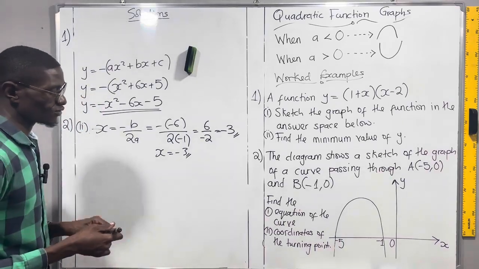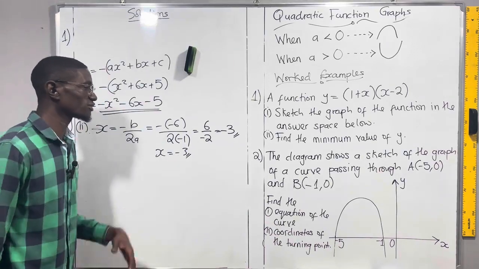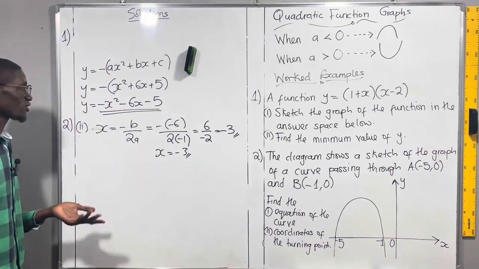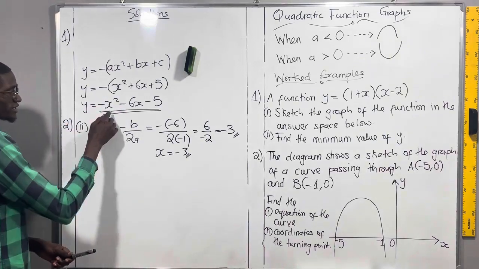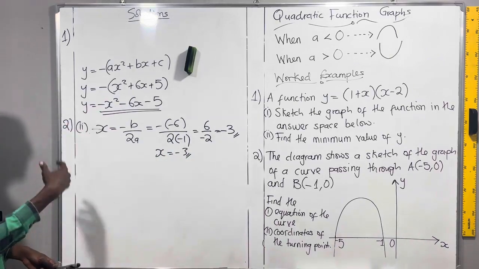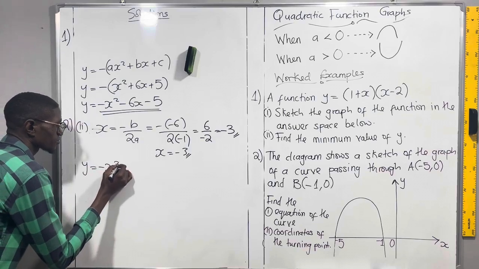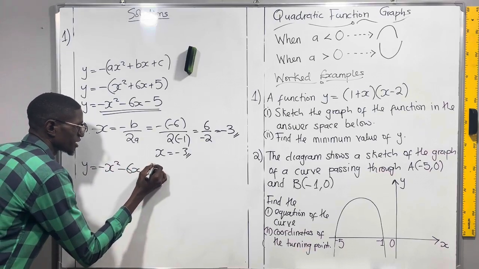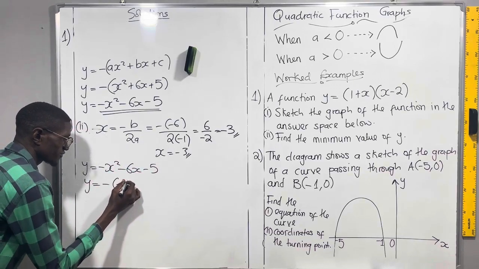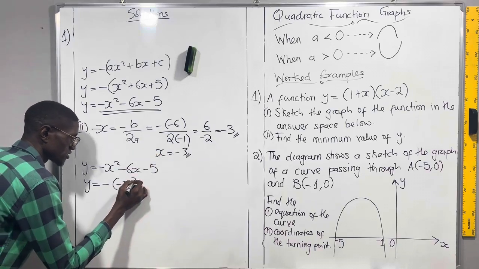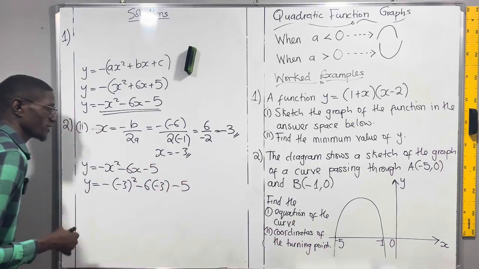Now we need to find the value of y in order for us to find the coordinates of the turning point. We have found the x coordinate, we now need to find the y coordinate. How do we find it? We use the same equation of the graph. Where there is x, we plug in the x coordinate we have found. So y is equal to negative x squared minus 6x minus 5. Where there is x, we plug in negative 3, squared, minus 6 times negative 3, minus 5, and then we solve.